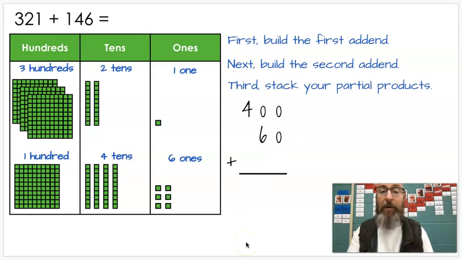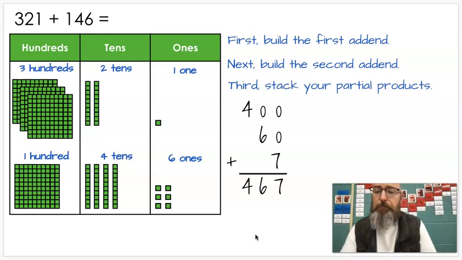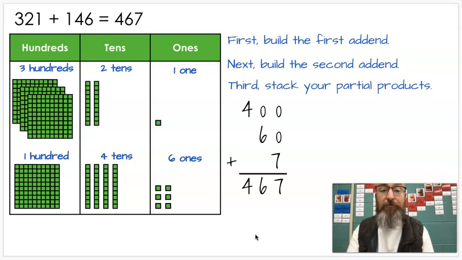And then we're going to count our ones. And we have 7 ones. We have 6 and 1. And that makes 7. And then we're just going to add it. 0 plus 0 plus 7 is 7. 0 plus 6 would be a 6. And 4 plus nothing is a 4. And there we have a number. And we know that's going to be our answer, 467. Because we can see that number there.